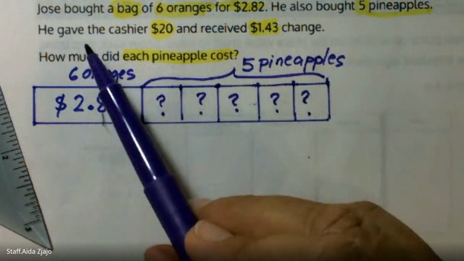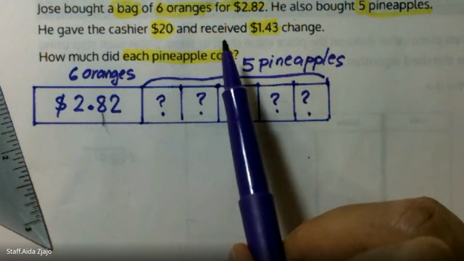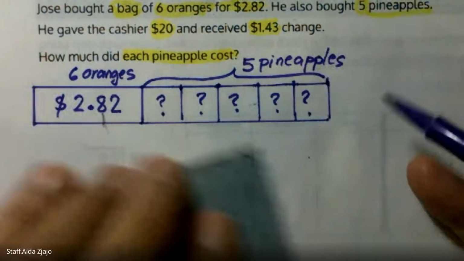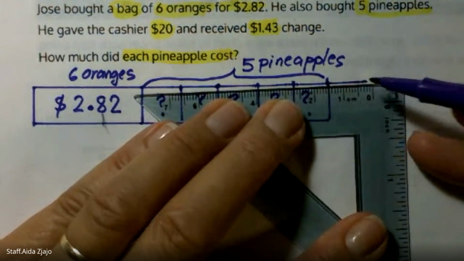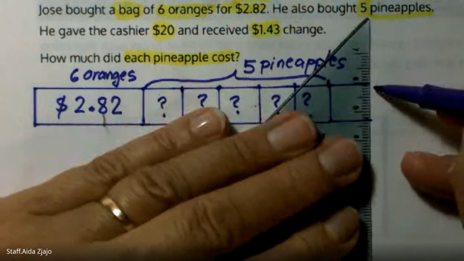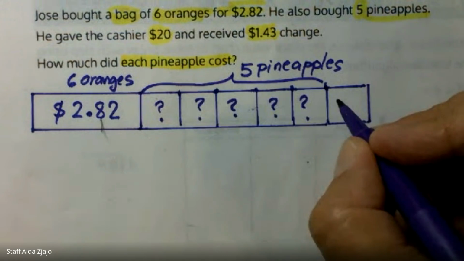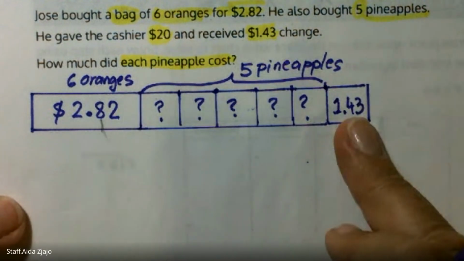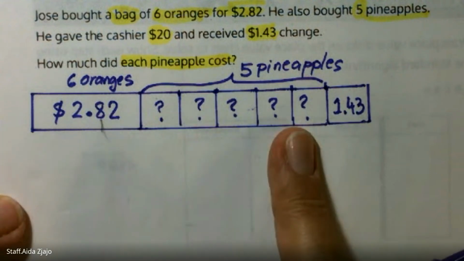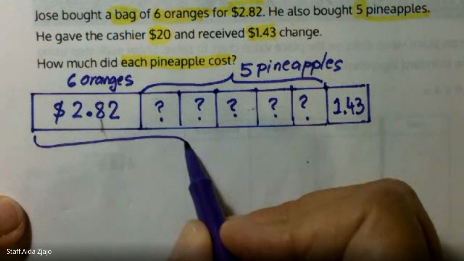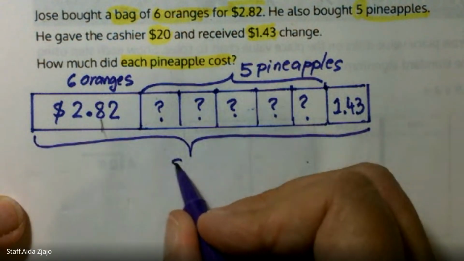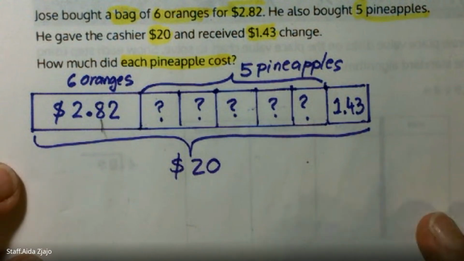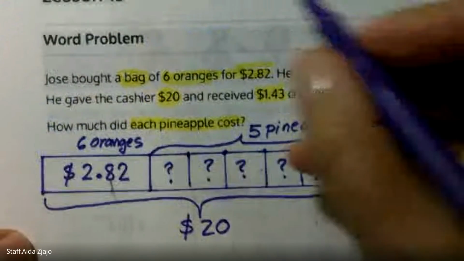And then it says he gave the cashier $20 and he received $1.43 change. So there is also leftover money that he got back, and that is $1.43. Now the leftover, the oranges and the pineapples all have to add up to $20, because that's how much he gave the cashier.